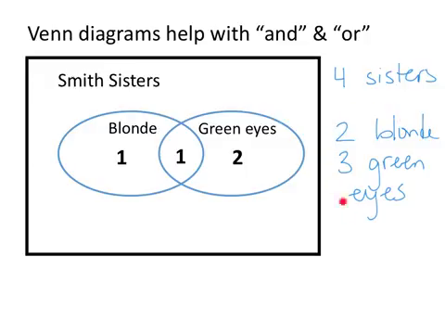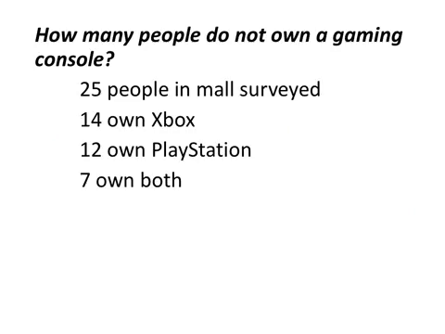But wait a minute, that gives us 5 sisters altogether when the universal set only has 4. How did we get a total of 5 by adding these? Well, it turns out we have to consider that one of those 2 blondes has green eyes, and one of those 3 green eyes is also a blonde. We'll discuss this more in a future class, but this gives us some context for why we discuss Venn diagrams. As we practice working with Venn diagrams, our goal is to be able to answer a question like this.